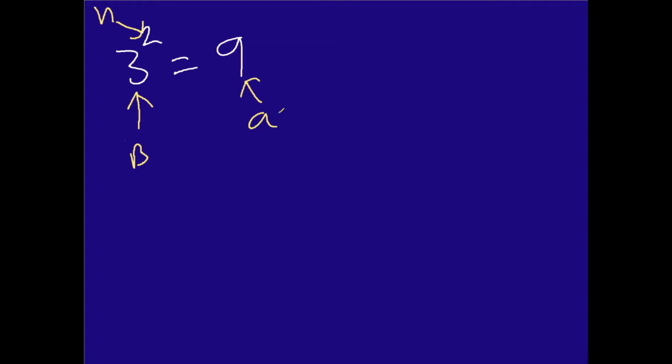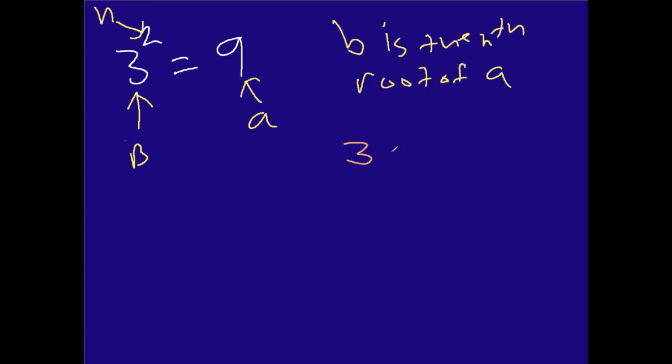Now what is happening here, as I'm trying to build the connection between roots and radicals, is that B is the nth root of A. So what does that mean? In this example, we're basically saying that 3, because that's our B, is the second root of 9. What that basically means is that 3 times 3 is going to equal 9, or 3 squared.